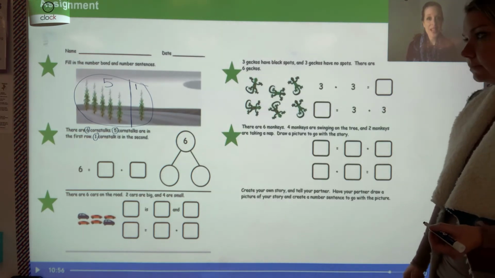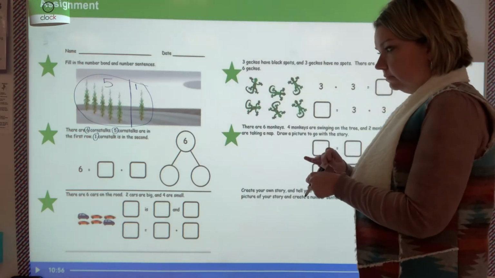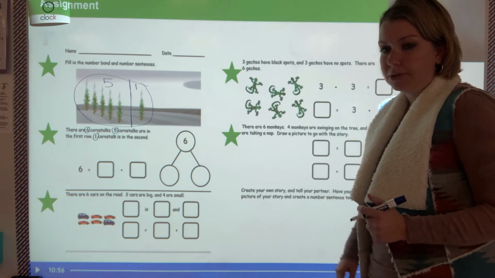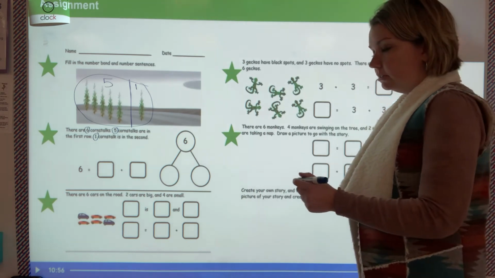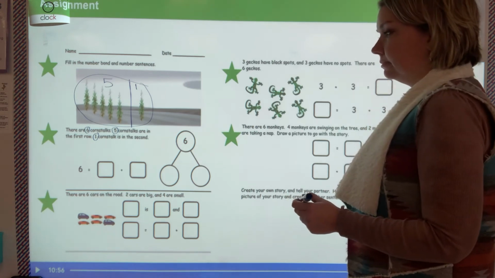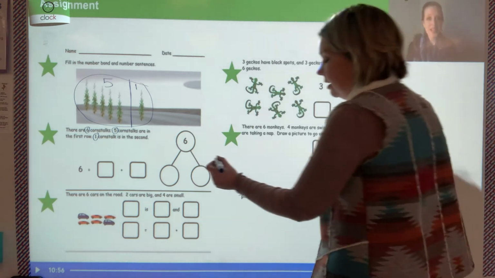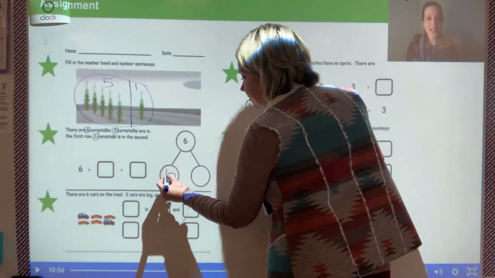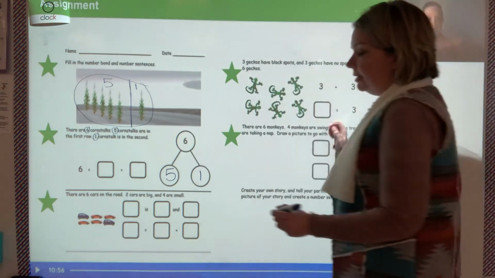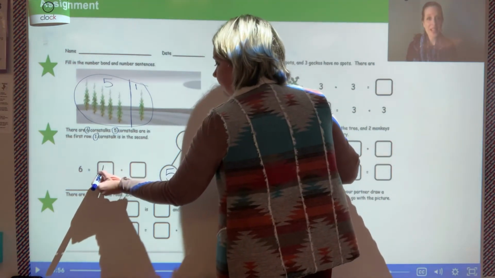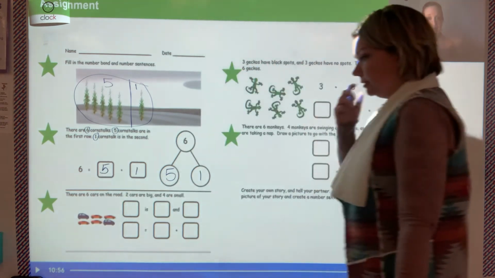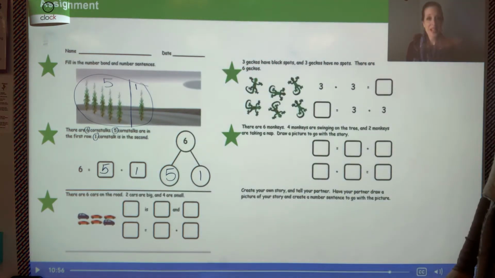The parts are after the whole. Okay, so what are my parts? Can you tell me the numbers? There's 5. Uh-huh. And 1. And 1. So I can take that and put that in my number sentence. 5 and 1. Very good.